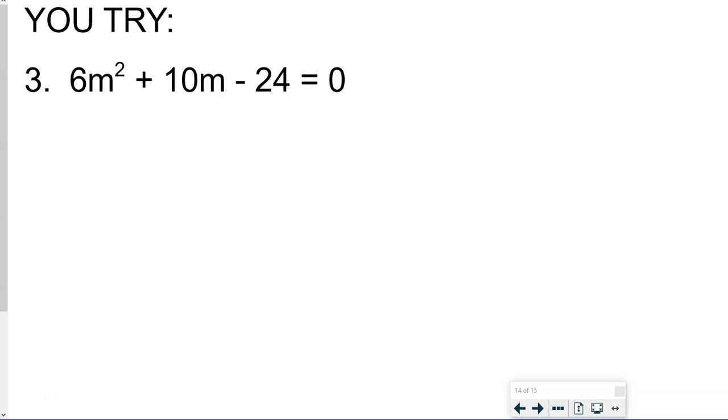Okay, so with number 3, I see that all of them are divisible by 2. So I'm going to factor that out first.